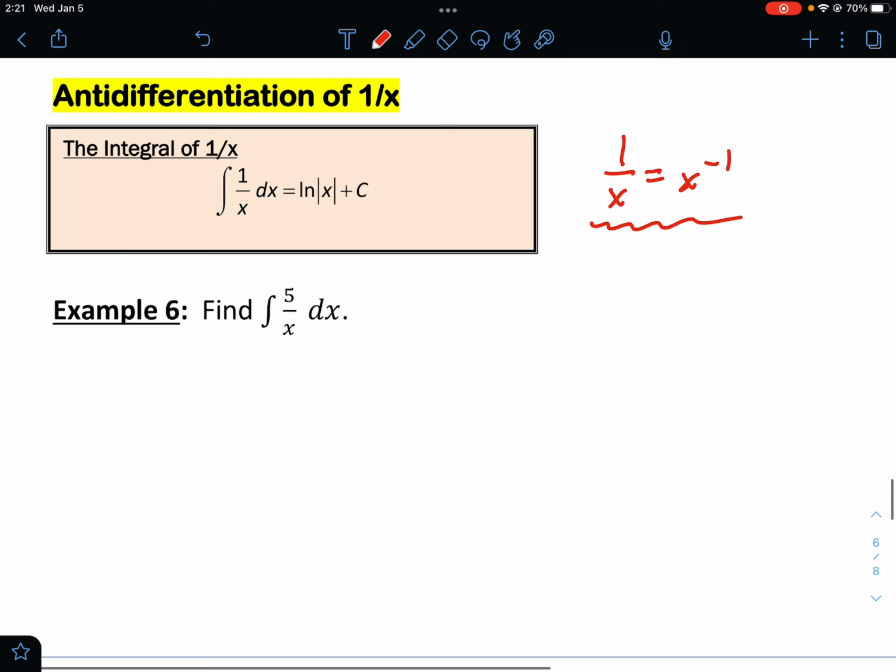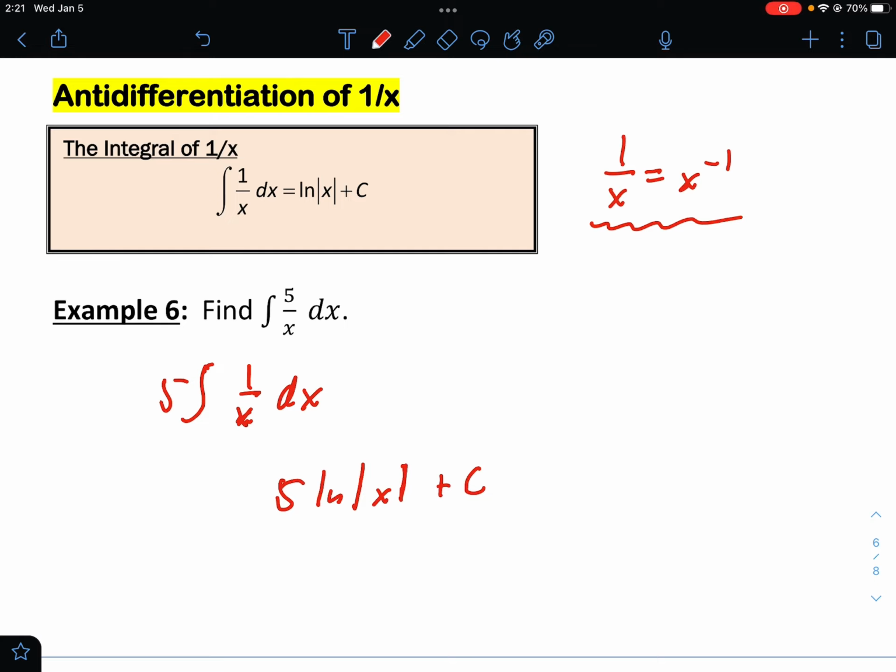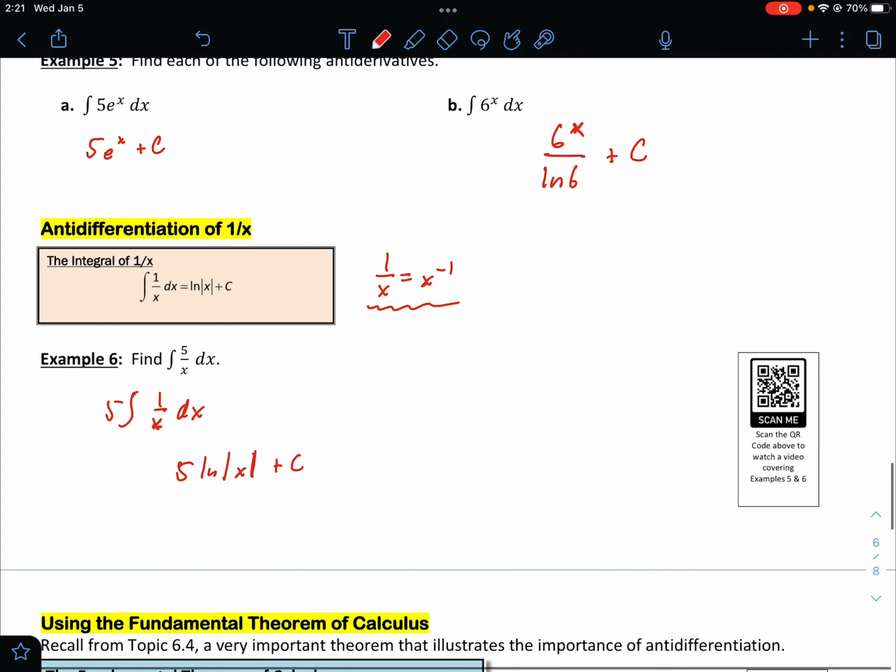So in theory, this is a very simple rule to follow. Sometimes it can get a little bit complicated when we get a little bit deeper into these antiderivatives. But for this one, it just says find the antiderivative of 5 over x. You can think of it as 5 times the integral of 1 over x, or you don't have to think of it that way. Either way, the answer is going to be 5 times ln the absolute value of x plus c.